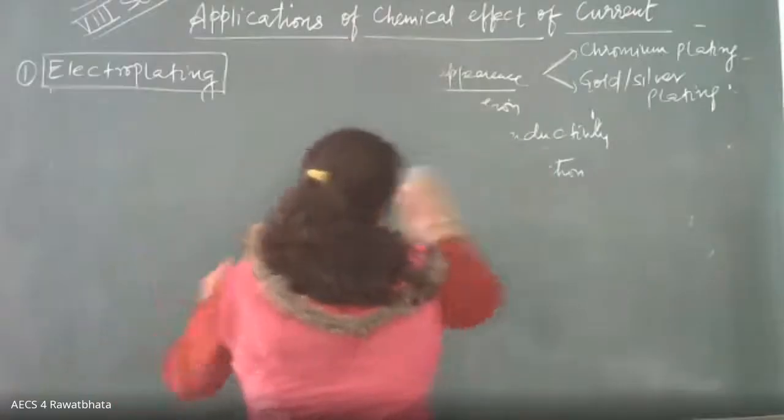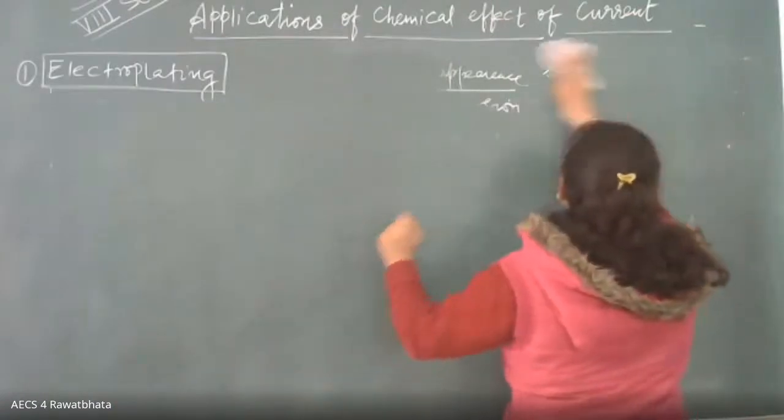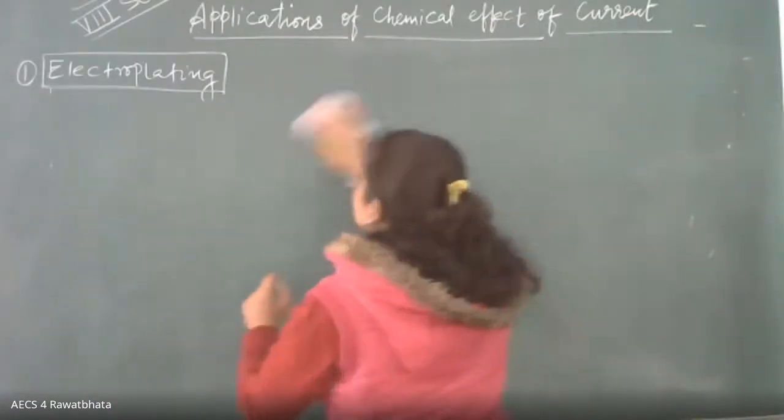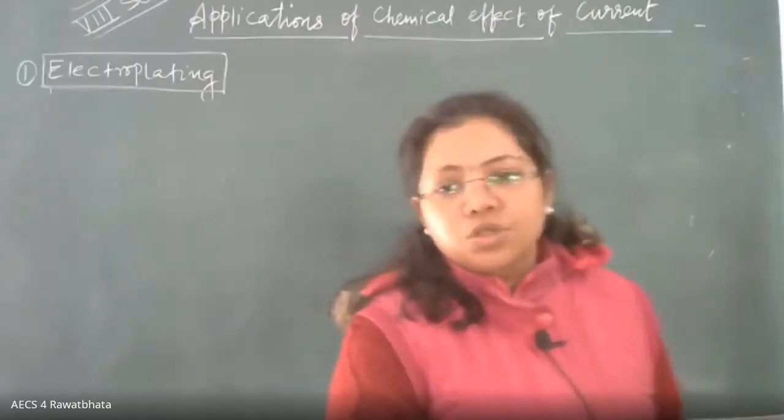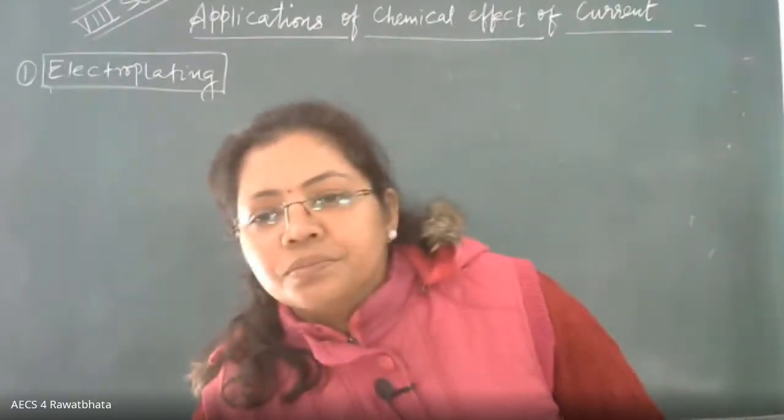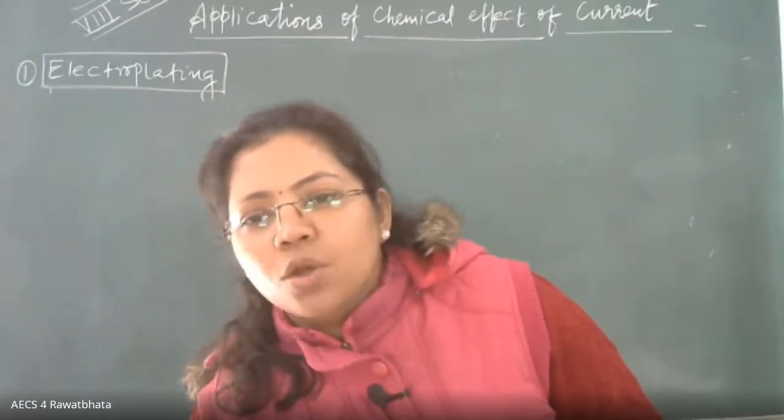Now the next part regarding electroplating is, someone's mic is on, you're supposed to mute it. Someone wanted noises coming over here.